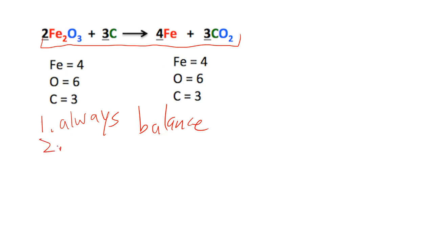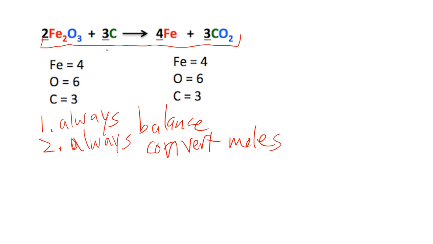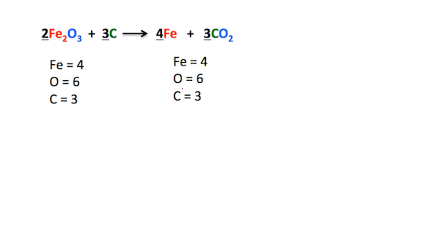And the second thing to always remember is always work in moles. So always convert to moles. Now the first example we'll do is when they give you moles. Let's ask this question. If you have 2 moles of iron oxide, how many moles of carbon do you have to react completely with the iron oxide? And the answer is 3 moles, right? Because for every 2 moles of iron oxide, for every 2 molecules of iron oxide, you need to react with 3 molecules of carbon, well, 3 atoms of carbon.